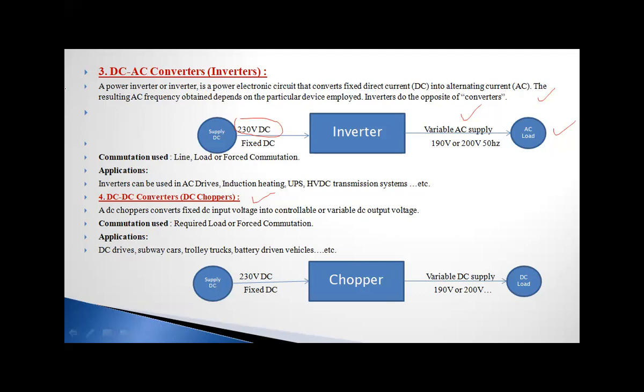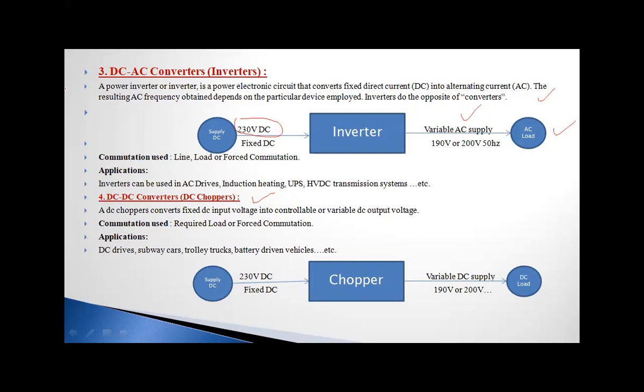So what is the function of the chopper? DC to DC. How can we give the definition? Chopper is a device which will convert from fixed DC into variable DC. DC to DC, but what will you get in the output? Variable. Clear?